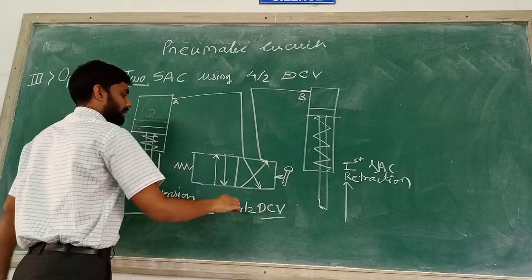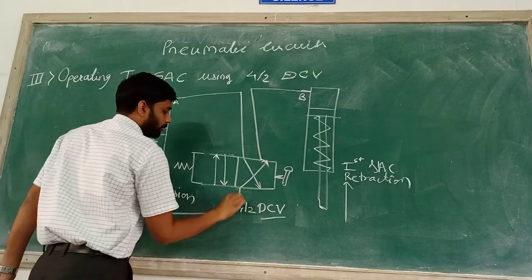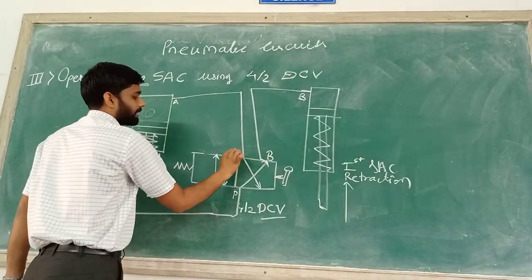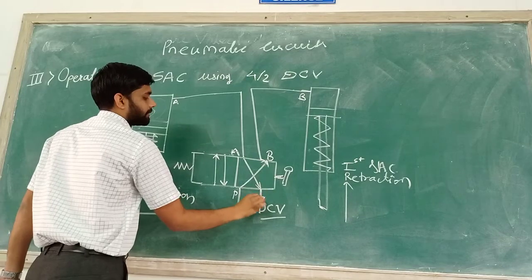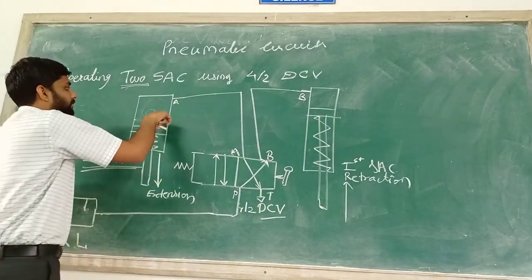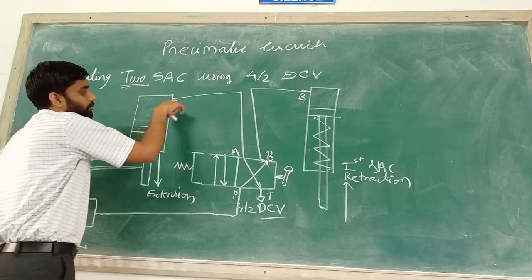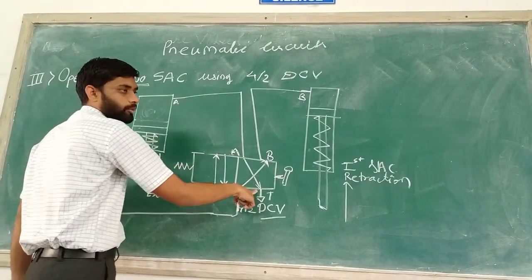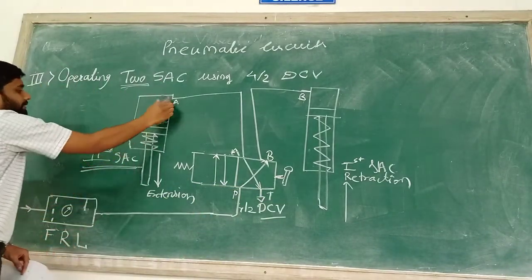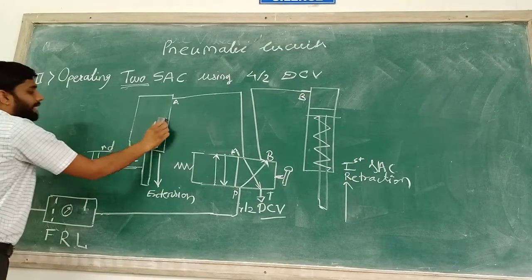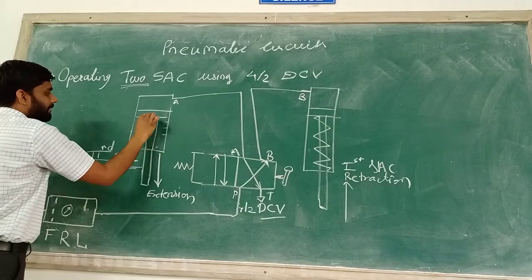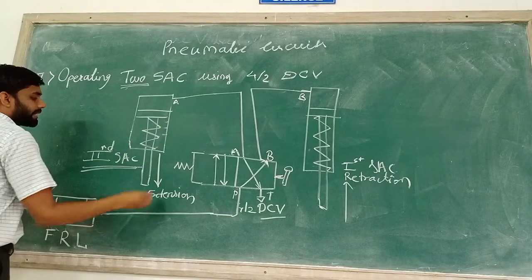This pump port P is connected to port B here, and port A is connected to the port T, or exhaust port T. So what will happen is the air from this region is coming out from this port A and moving from this port T to the atmosphere, so that the air pressure in that region decreases and the spring will retract. The spring will retract here, and we are getting this retraction.